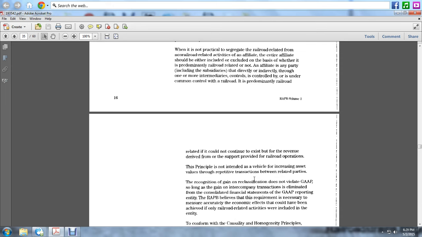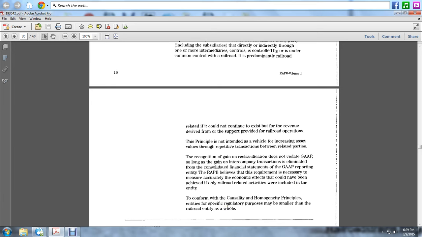The principle is not intended as a vehicle for increasing asset values through repetitive transactions between related parties. Recognition of the gain on reclassification does not invalidate the general accounting principles, so long as the gain on the intercompany transaction is eliminated from the consolidated statements under the accounting principles reporting for the ETNI. The Railroad Accounting Principles Board believes that the requirements necessary to measure accurately the economic effects that could have been achieved with the railroad-related activities, including the ETNI, to conform with the homogeneity principles of ETNIs and specific regulatory purposes are smaller than the railroad ETNI as a whole.